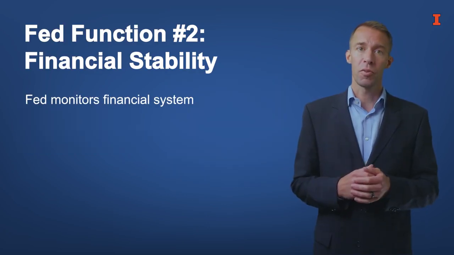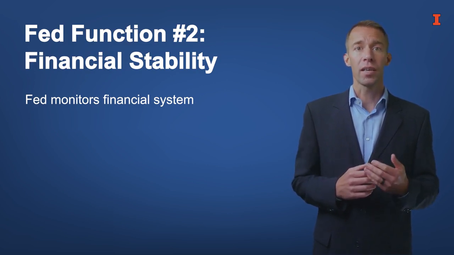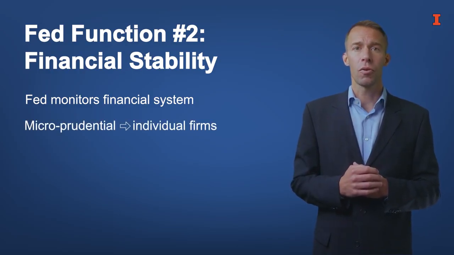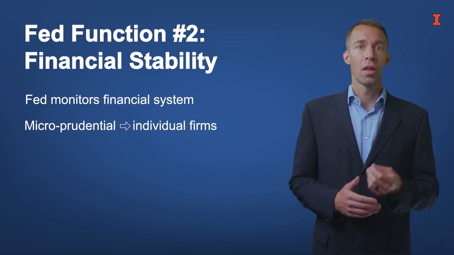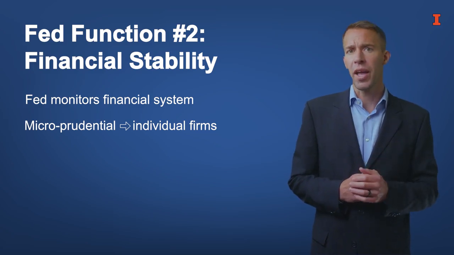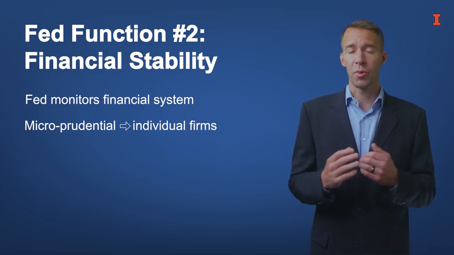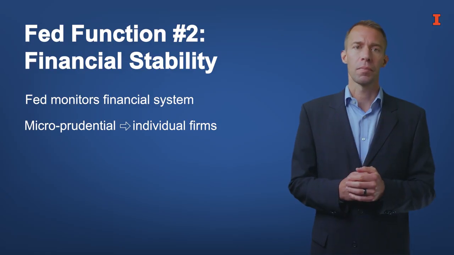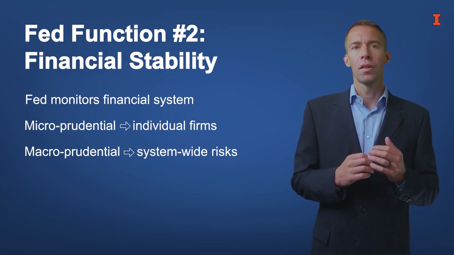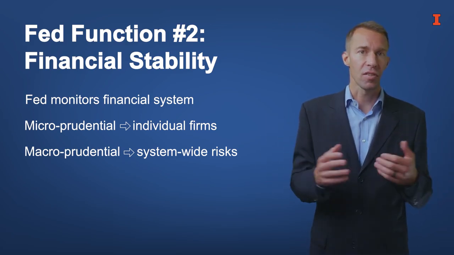To fulfill this responsibility, the Federal Reserve monitors the financial system. In fact, it monitors using 2 approaches. The first is called the microprudential approach. This focuses on risks at specific institutions. This could be a bank or an insurance company. The microprudential approach is related to bank supervision. We will discuss this shortly. The second approach is macroprudential. This instead looks out for risks that could impact the entire financial system.